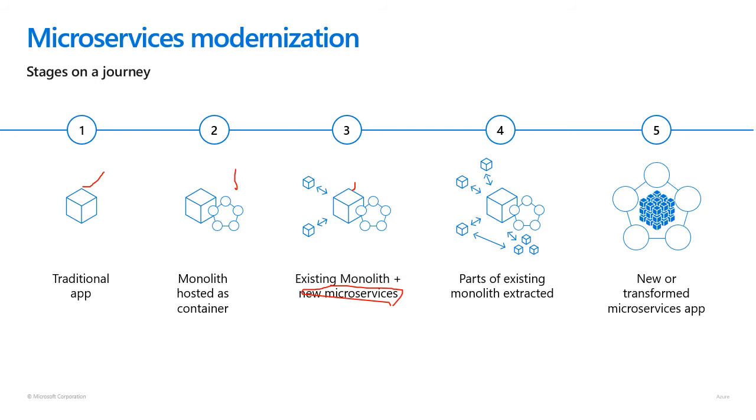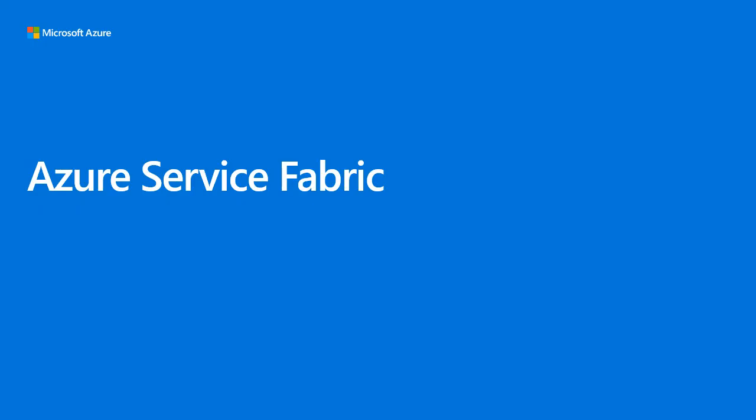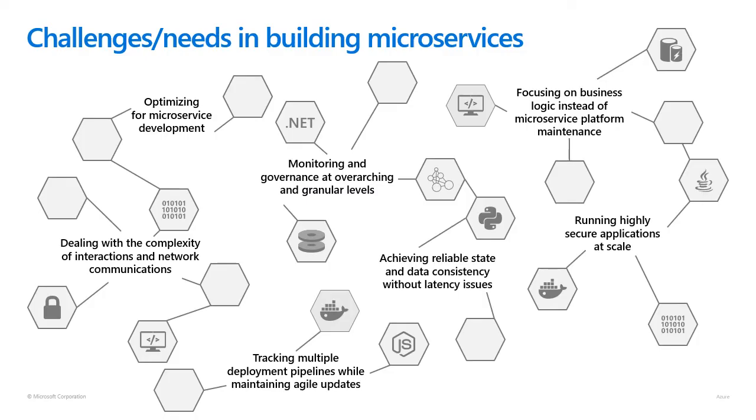You can also then move on to the stage wherein you have parts of the existing monolithic application extracted, and then the final state would be a newly transformed microservices app wherein the traditional monolithic application has now been broken down into multiple services. So now you might be sitting there wondering, okay, once I've subdivided my application into multiple microservices, what is the environment that I run it on? The answer there is Azure Service Fabric. This is a service wherein we run multiple microservices.